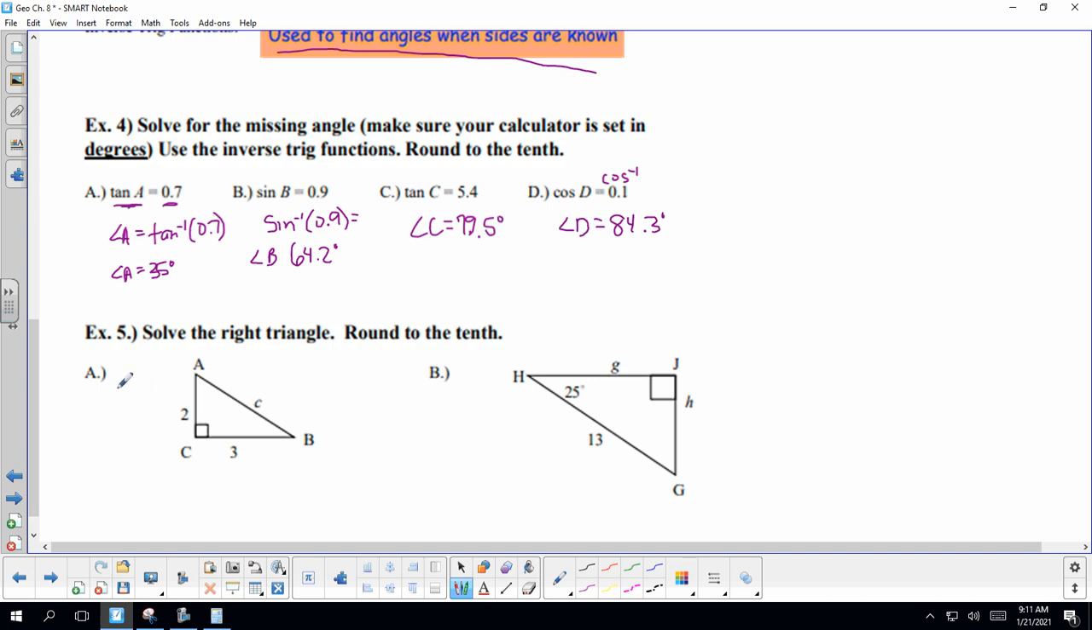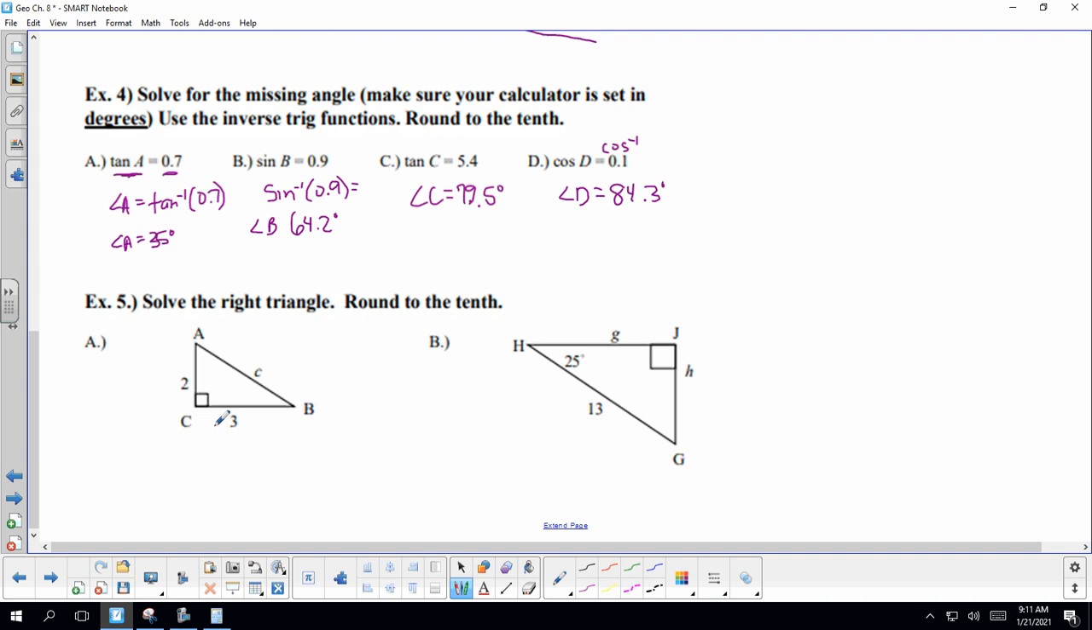Okay, our last example is to solve the triangles. So we have 2, 3, hypotenuse we don't know, and we just know that we have a 90-degree angle. So we're going to find side C first by using the Pythagorean Theorem, and then 13. So C has to equal the square root of 13.